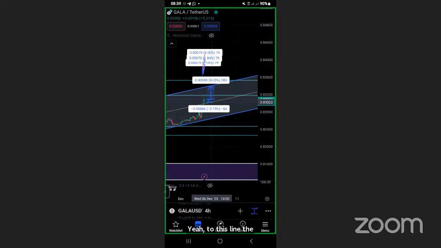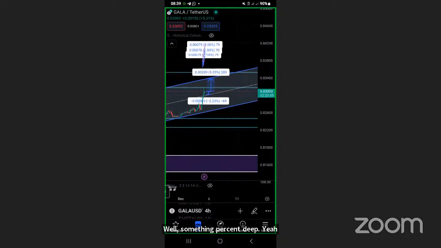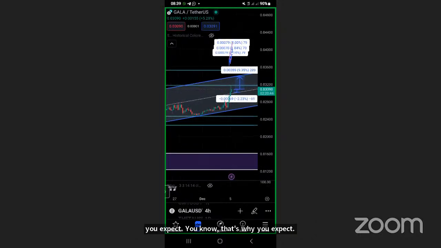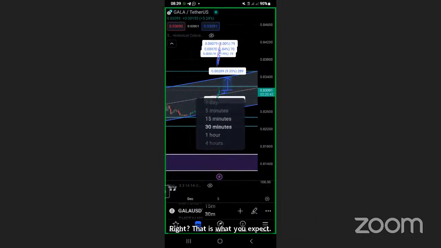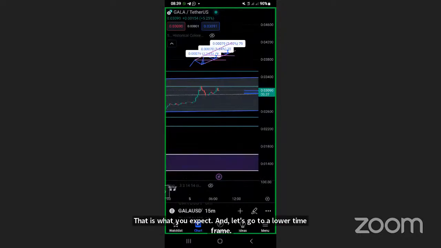So you expect the price to be supported. So this is about a 2-point-something% dip. Yeah, that is what you expect, right? That is what you expect. And let's go to a lower time frame and try to check out how this price is playing.